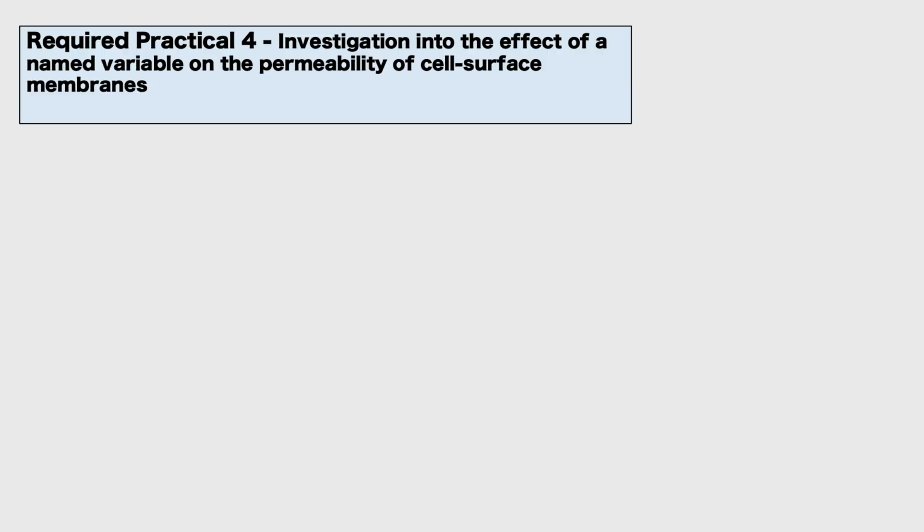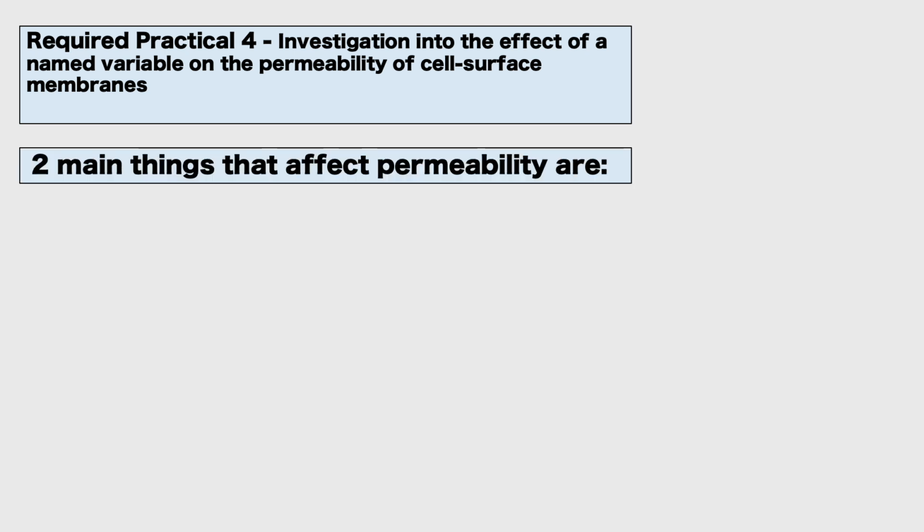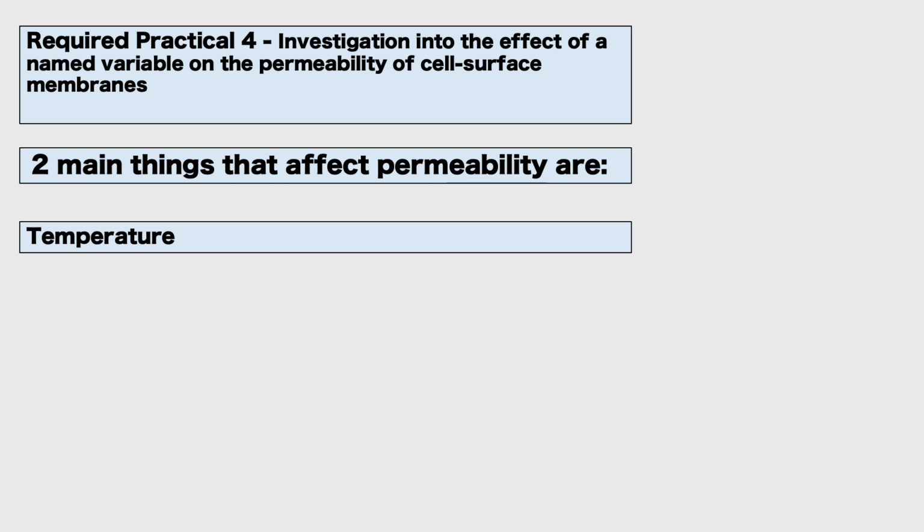Required Practical 4 is the investigation into the effect of a named variable on the permeability of cell surface membranes. Permeability is the ability of substances to move across the membrane. More permeable means a faster rate of transport and less permeable means a slower rate of transport. The 2 main things that affect permeability are temperature. In general, the higher the temperature, the more permeable the membrane.